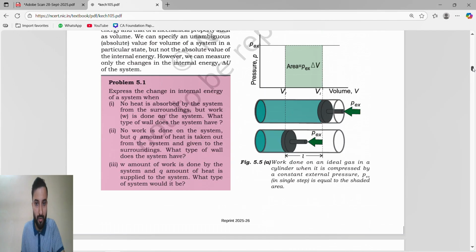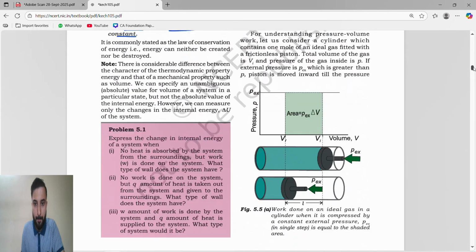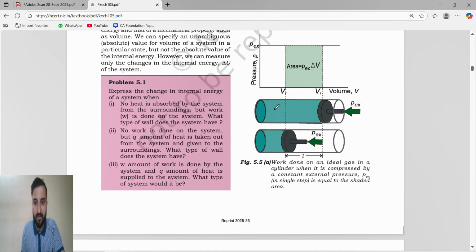Now we will see this. This is the volume expansion. Volume is increasing, volume is decreasing. If we increase the pressure, we are pushing the piston. If pressure increases, volume will decrease. Here we are decreasing the pressure. If pressure decreases, volume will increase. If pressure increases, volume will decrease, and kinetic energy will increase.